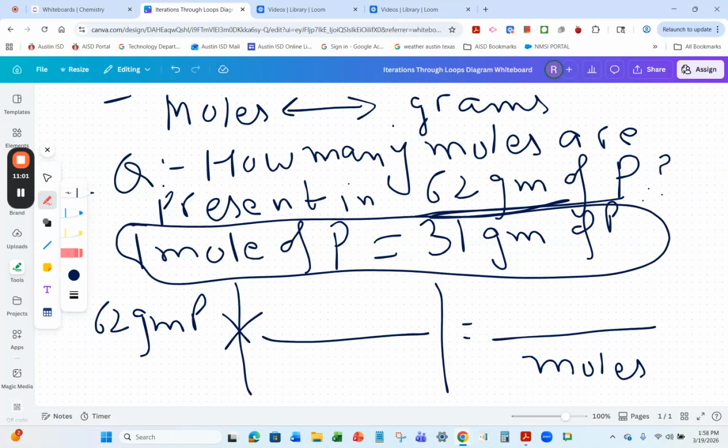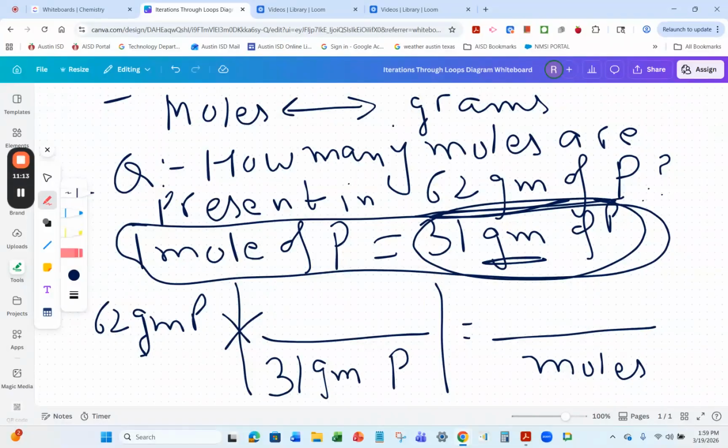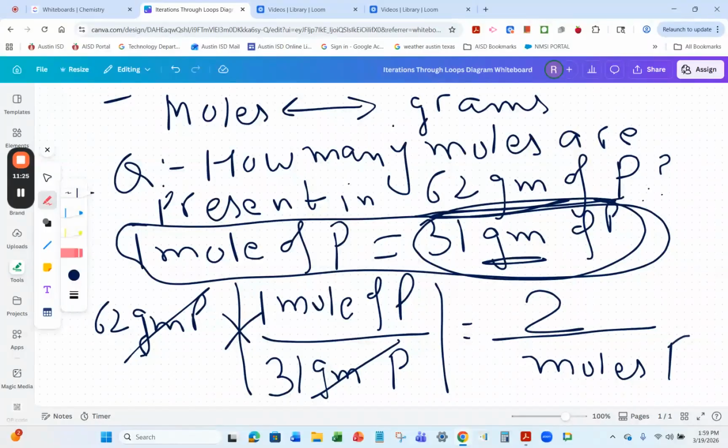So now you want to cancel the grams and you want to find the moles. It means this right-hand side will be the denominator. You will use 31 grams of phosphorus as the denominator, and you will use 1 mole of phosphorus at the top. Here we go, grams out. And how many moles do you have? 2 moles of phosphorus.